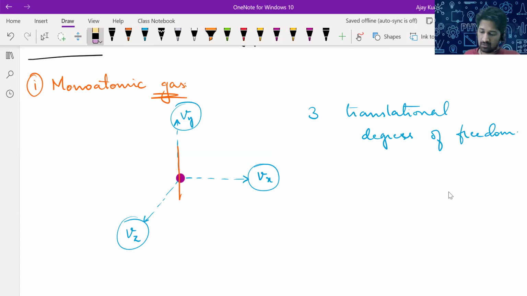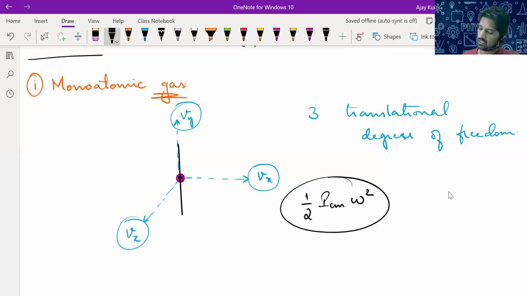What is the formula for rotational kinetic energy? Half I_CM omega square. If there's only one particle in a system, that particle itself will be the center of mass. So if you consider an axis passing through the center of mass, it's automatically an axis passing through the particle. Then how can it have any moment of inertia? It cannot, because moment of inertia is given by mass multiplied with square of distance from the axis. If the particle lies on the axis, it won't have any moment of inertia. So it cannot have any rotational kinetic energy.